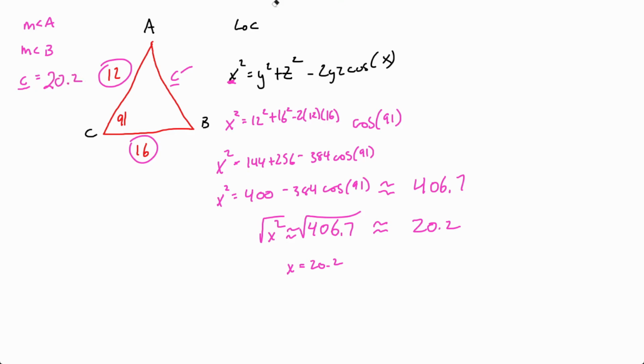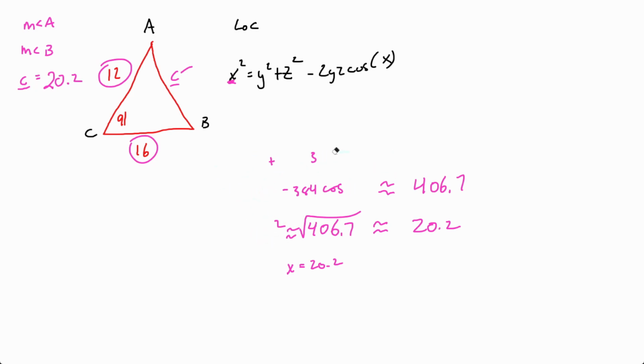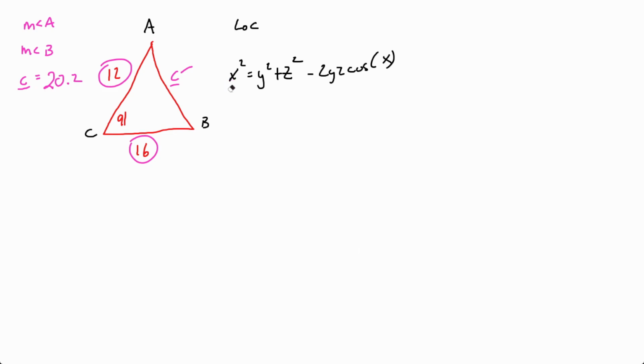Let's get the eraser out. I guess I didn't do all that crazy. 20.2. And now we can use the law of cosines to find the measure of angle A and B. So let's do that. Let's get rid of this as well.